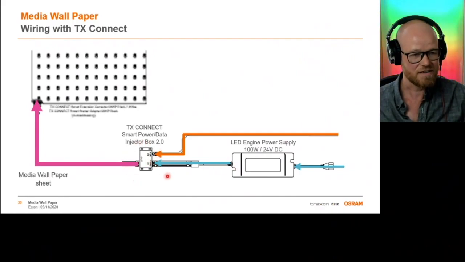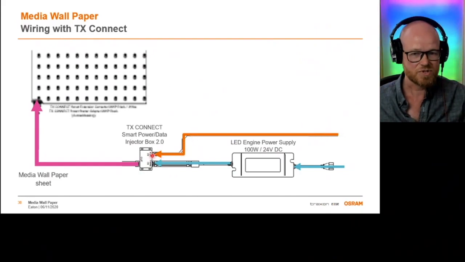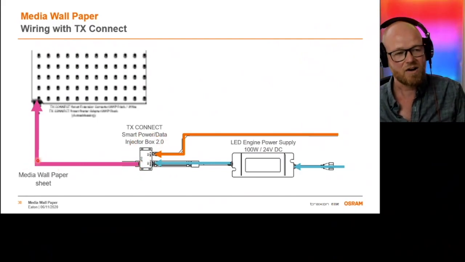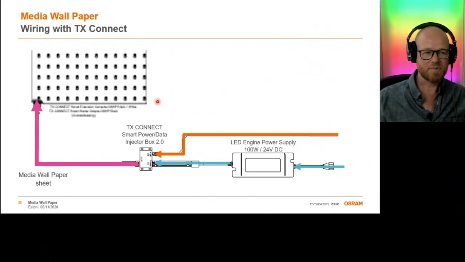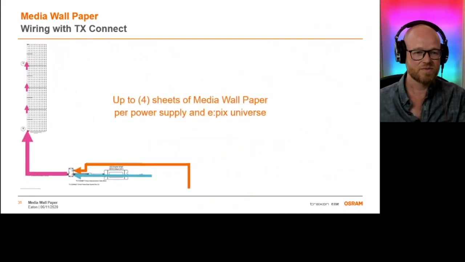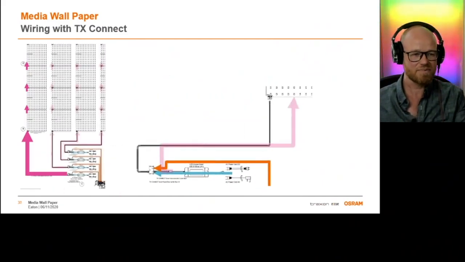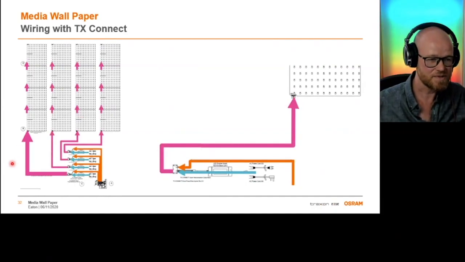Just keeps everything safe and easier to install. And we're going to take EPIX control protocol, and we'll talk about that more in just a minute. Combine that power and data in our injector box, and then a 4-wire harness connects to your media wallpaper. Each sheet of media wallpaper consumes a maximum of 25 watts of power, so we can put up to 4 sheets on a single power supply and data feed. And then as your project scales up, you just add additional power data feeds and additional sheets.